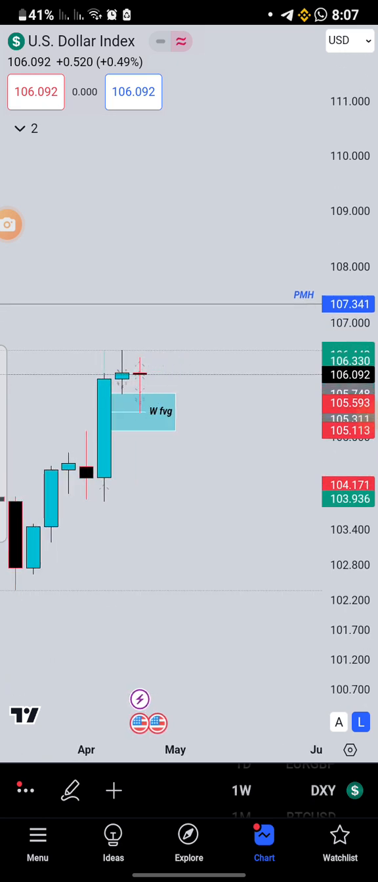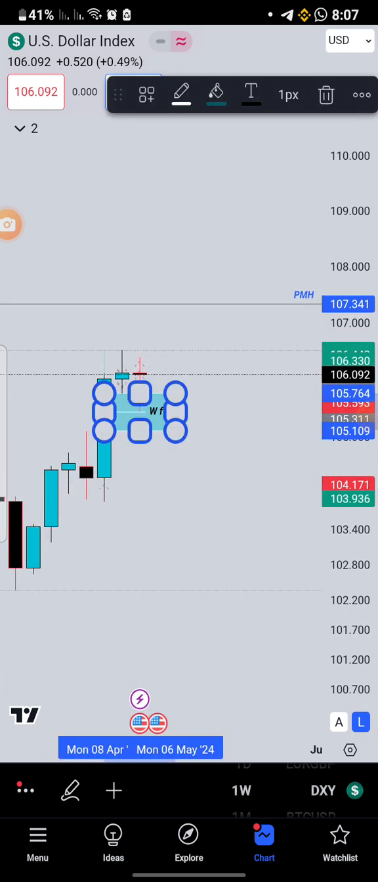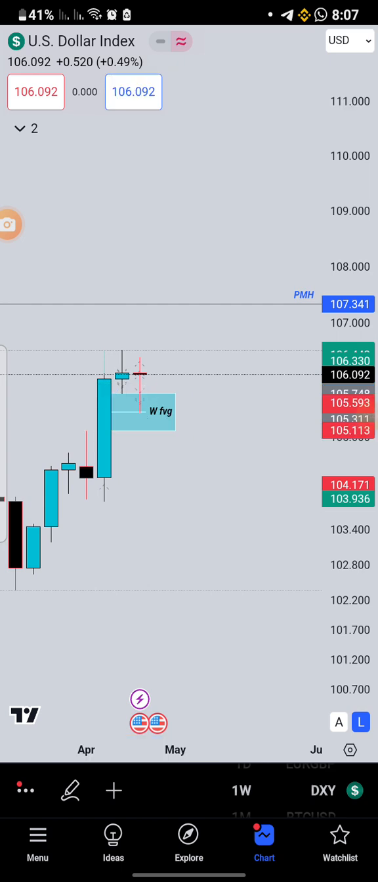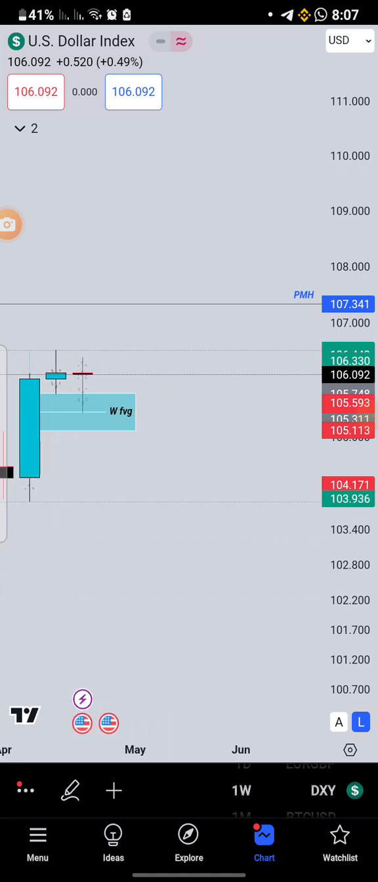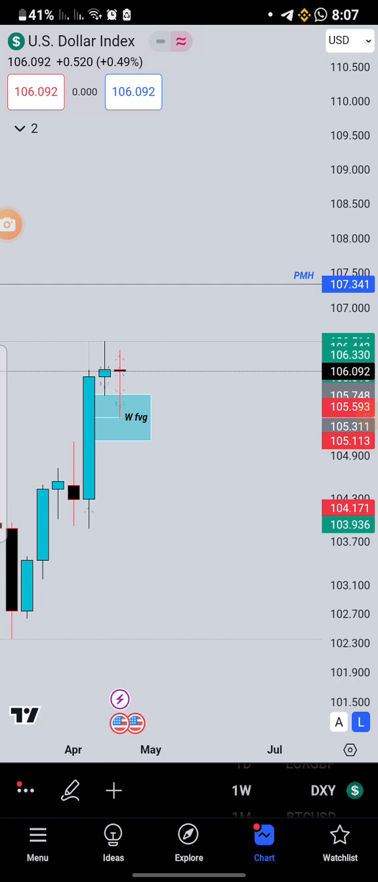But inside this weekly fair value gap, we always have a key level that we should focus on, and that is the midpoint. That's why all my fair value gaps usually have a white line between the two, to show me the midpoint of that fair value gap. And this previous week had a good price reaction at that midpoint, or the consequent encroachment, of that fair value gap.